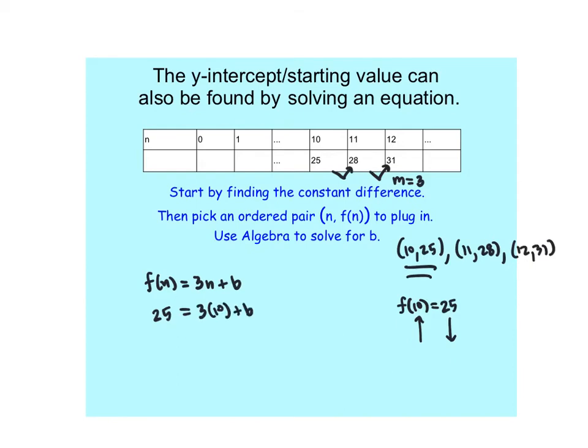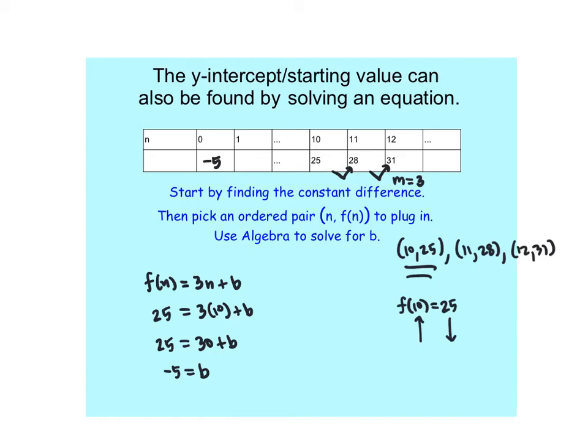Now that's going to allow me to only have one variable. Therefore, I get 25 equals 30 plus my initial value, or my 0th term. Thus, I can subtract 30 from both sides. That gives me -5 is equal to b. Okay, that allows me to do 2 things. First of all, it shows me what my initial value would be, the 0th term. And it tells me my function rule.